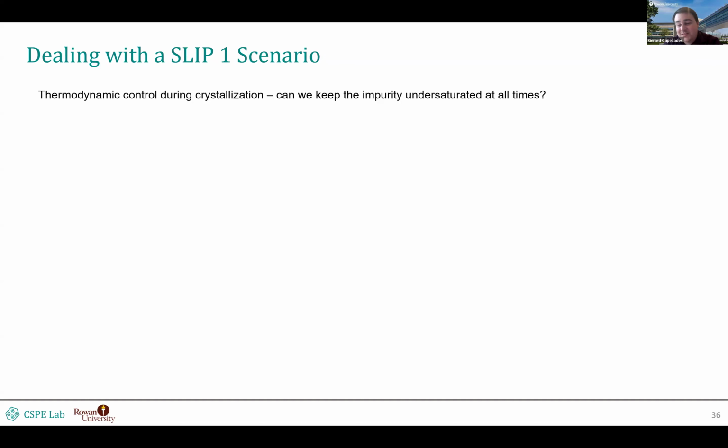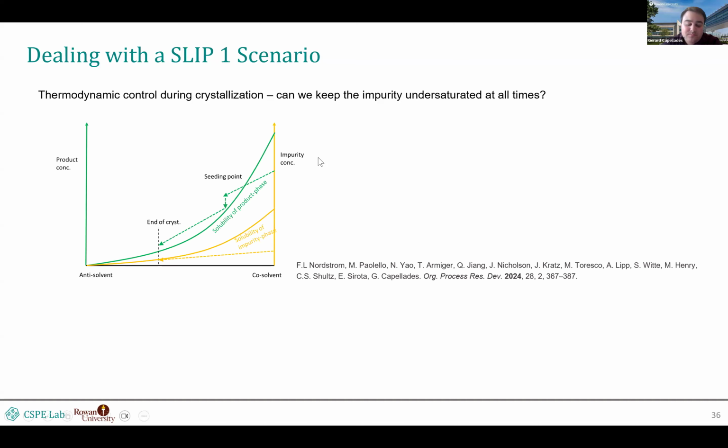Add a safety factor, operate at a slightly higher process volume than that, and you can almost guarantee that the impurity is not going to crash out, even with small fluctuations in crude contents. And that's something that trial and error is not going to be able to give you. So you do your typical desupersaturation profile on the product, but you always make sure that the impurity is undersaturated.